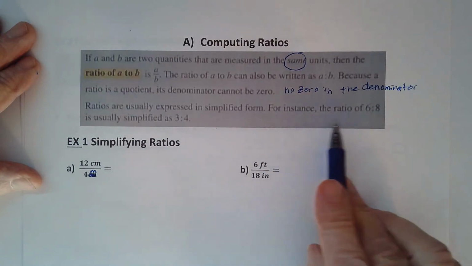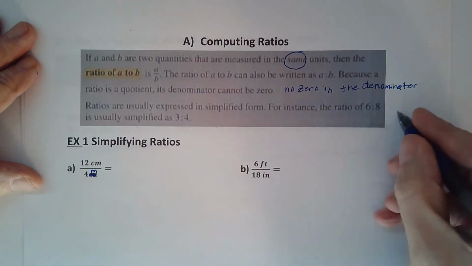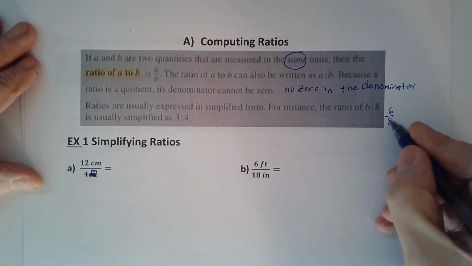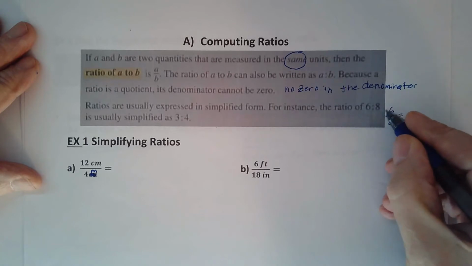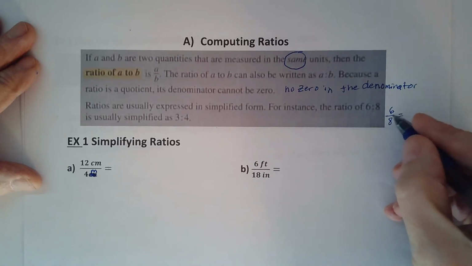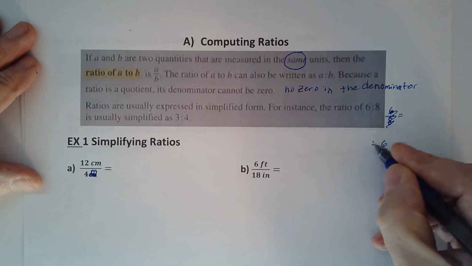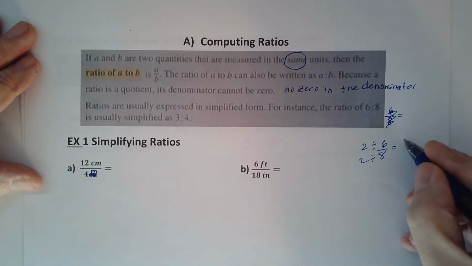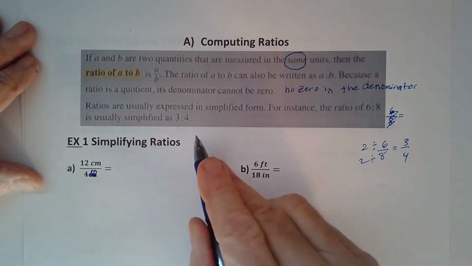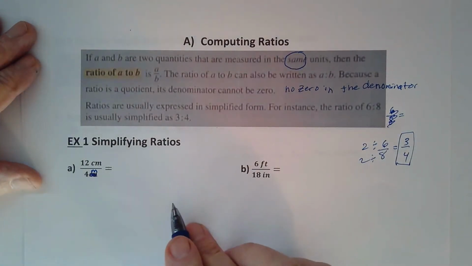So, for instance, the ratio of 6 to 8 is usually simplified to 3 to 4. If you look at that fractionally, 6 over 8 can be reduced by dividing by 2, right? So 6 over 8, divide by 2, and you get 3 over 4, which is what we show over here, okay? So we're going to simplify these two ratios.